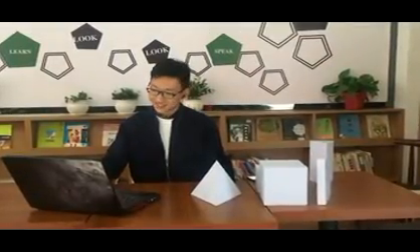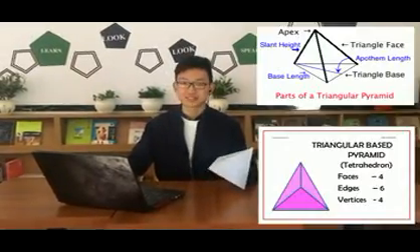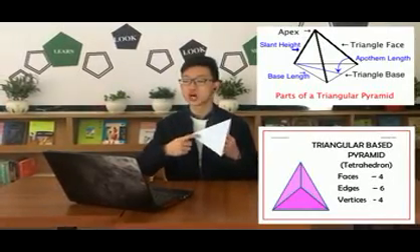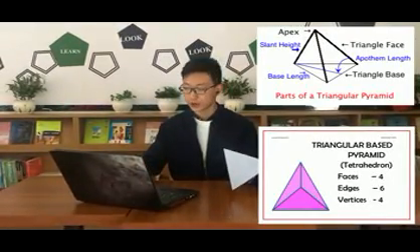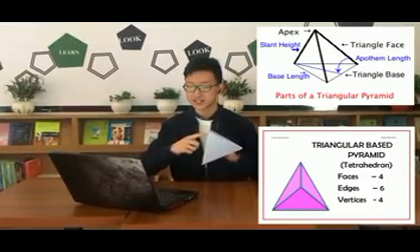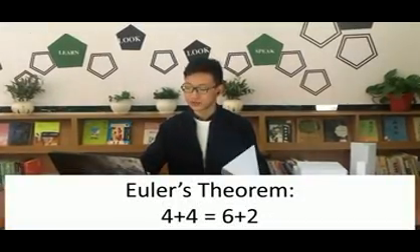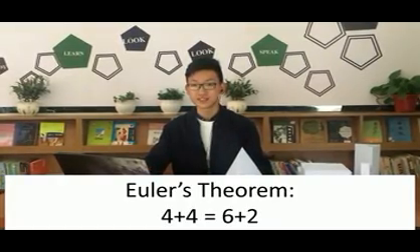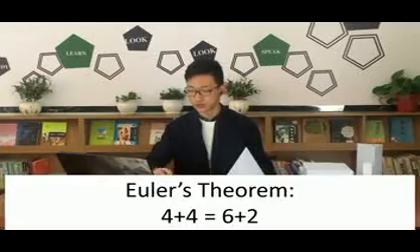Let's move on. This is a triangular pyramid. A triangular pyramid is a kind of special pyramid. As we can see here, it has 4 faces which are all triangles. It has 4 vertices and 6 edges. According to Euler's theorem, we can calculate 4 plus 4 is equal to 6 plus 2.